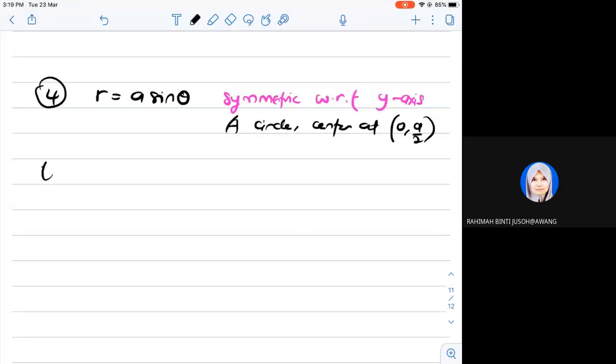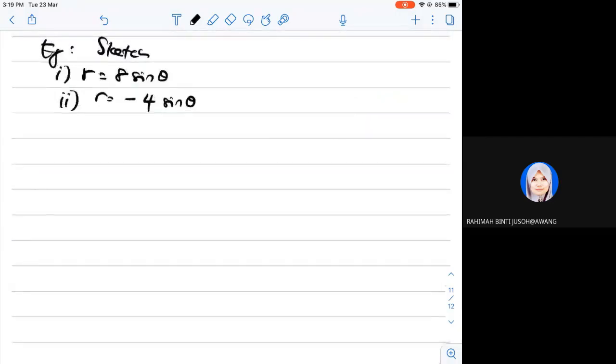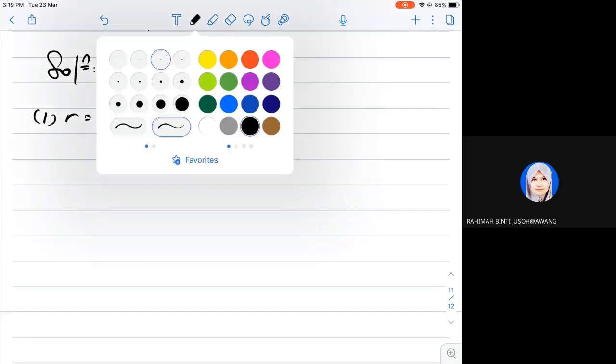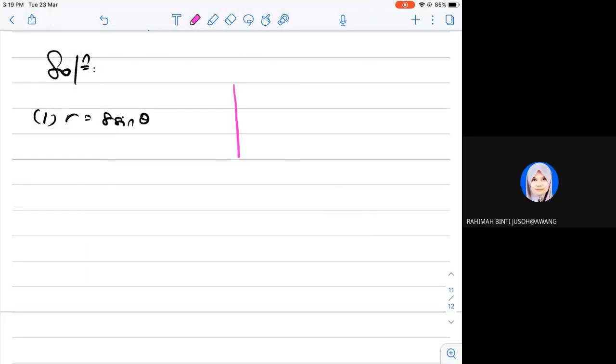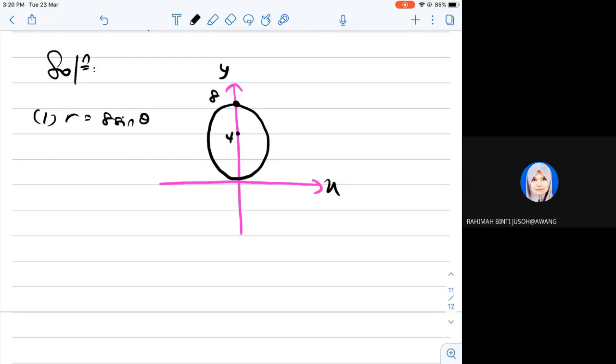Okay, for example, sketch R. Number 1, R equals, let's say, 8 sine theta. And then number 2, R equals, let's say, negative 4 sine theta. So number 1, R equals 8 sine theta. Sine theta is on the Y axis, right? So where is the position? Up. So the position of the circle should be located on the upper part of the y-axis. So we have X, Y. The circle is on the top. So here is 8, its center is 4.